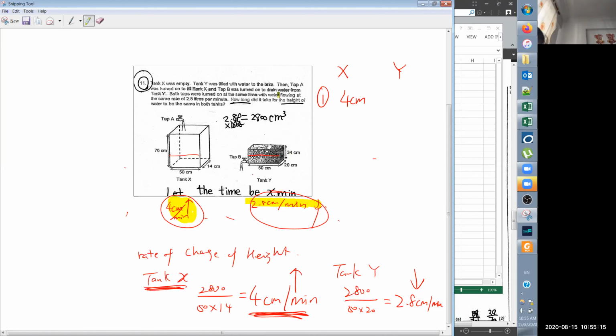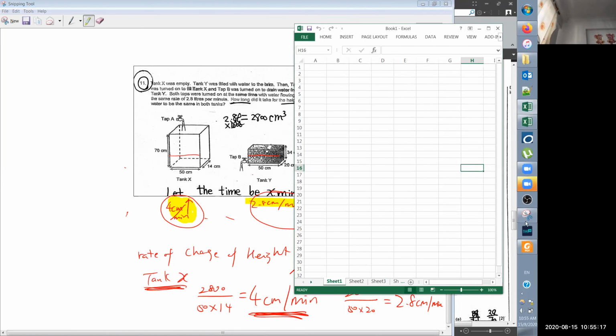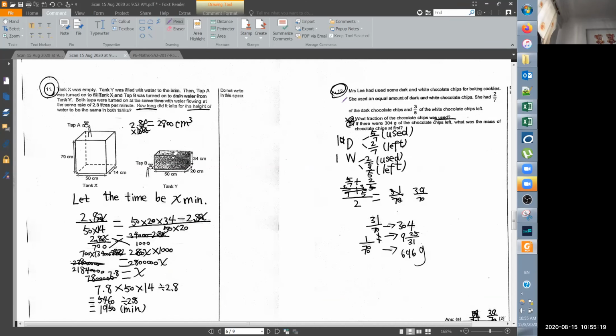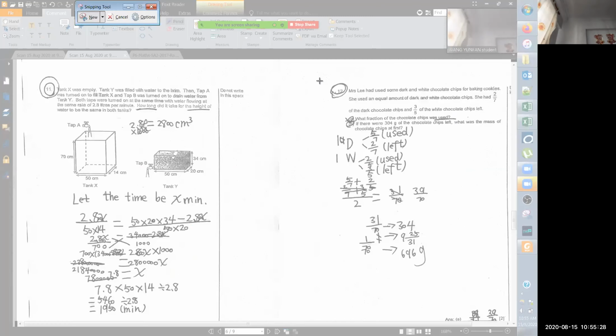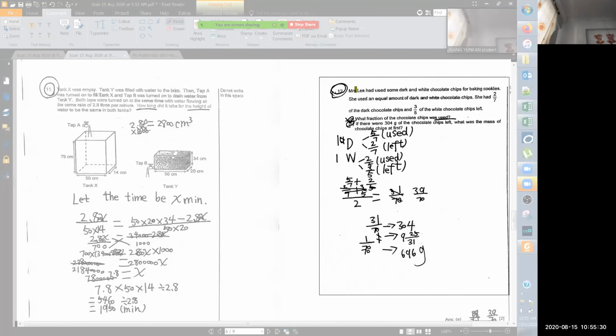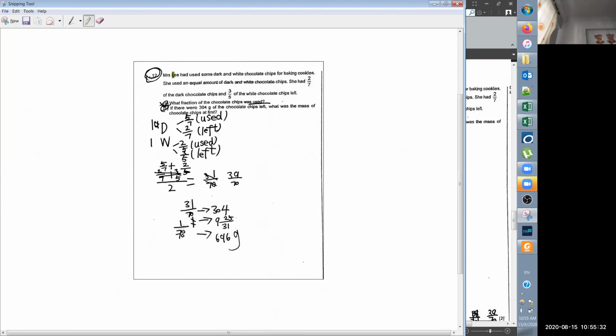OK, good. Question 12. Is there anything wrong with question 12? Yes. Okay, so let's look at question 12 together. So question 12 says Mrs. Lee had used some dark and white chocolate chips for baking cookies. She used an equal amount of dark and white chocolate chips.